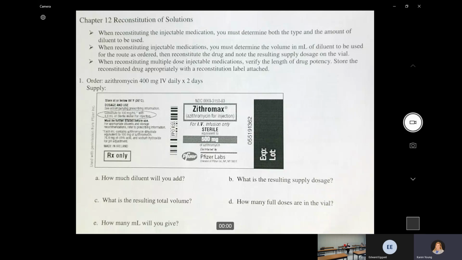All right, so if we look at this first one, it's erythromycin, 400 milligrams IV daily times 2 days. So you're just giving it for 2 days. And in all of these questions, we're really starting with 1 dose. What is 1 dose of this medicine?